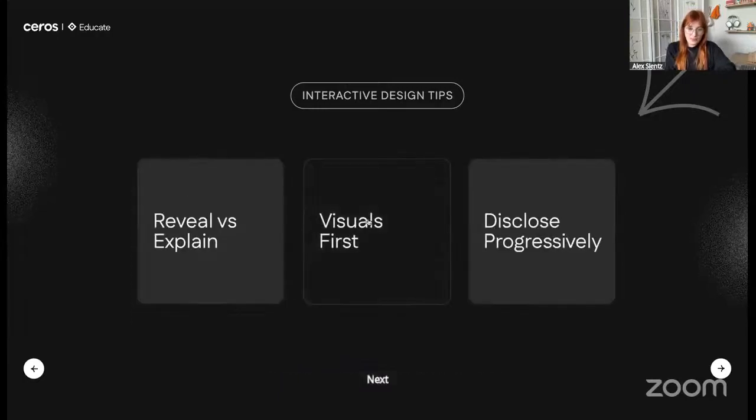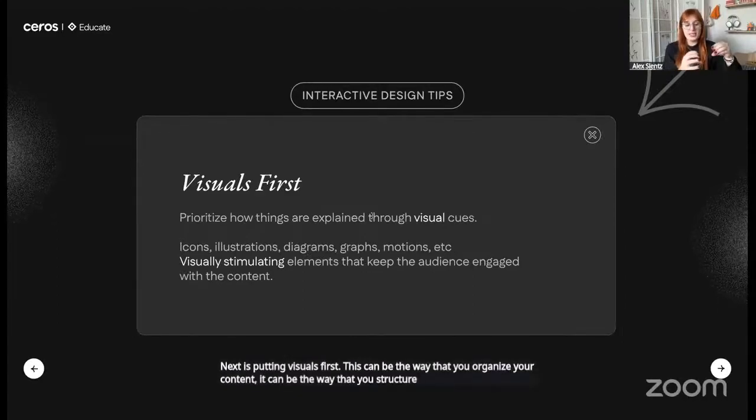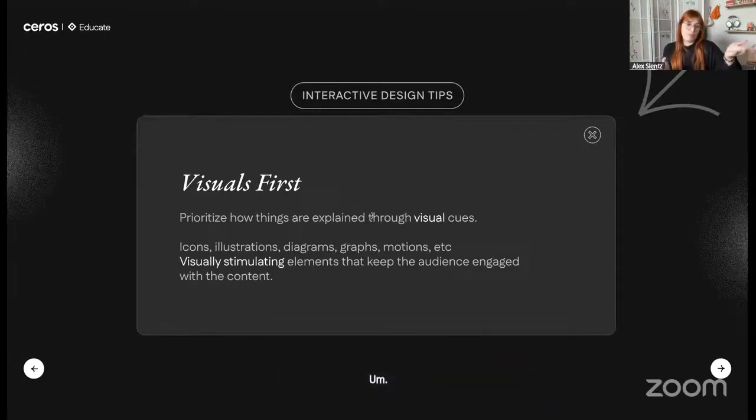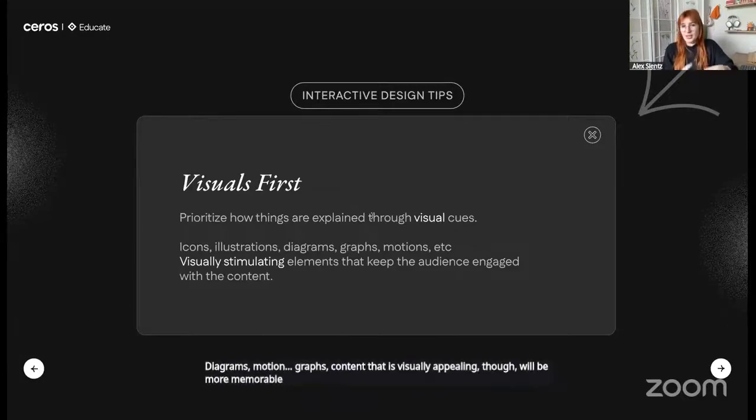Next is putting visuals first. This can be the way that you organize your content. It can be the way that you structure your content into different containers or text blocks. It could also just be regular visuals like illustrations, icons, diagrams, motion, graphs. Content that is visually appealing, though, will be more memorable to your audience and therefore it will be more engaging.